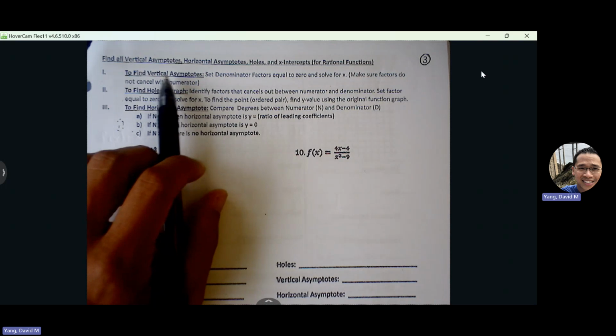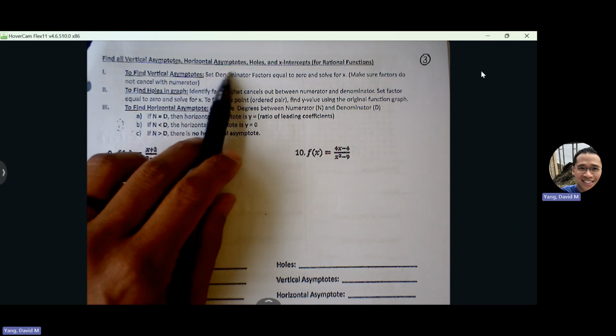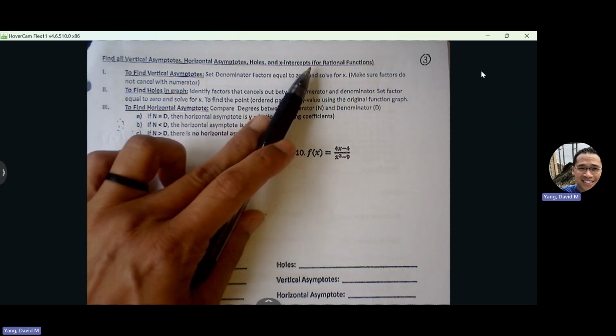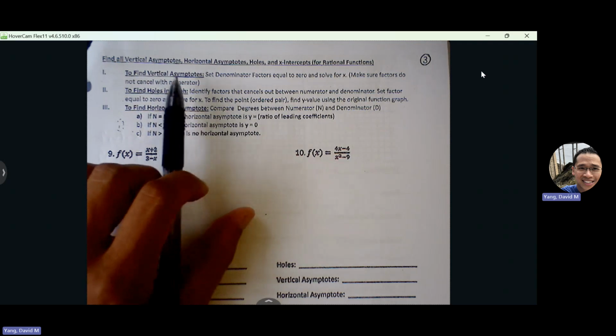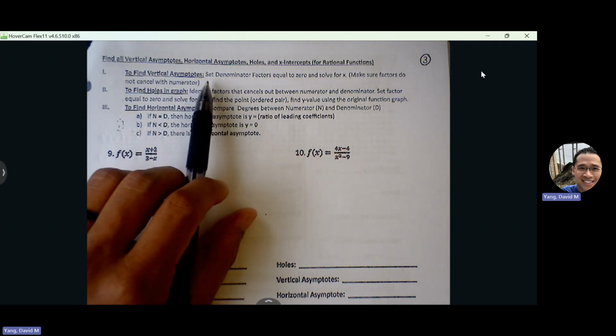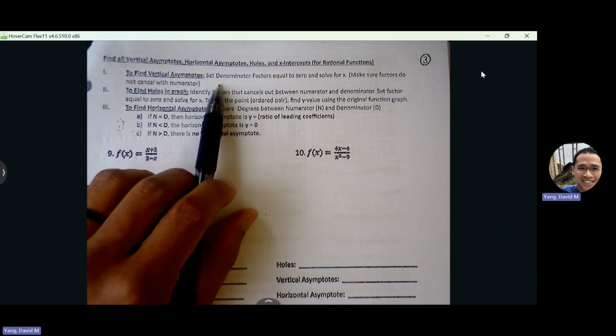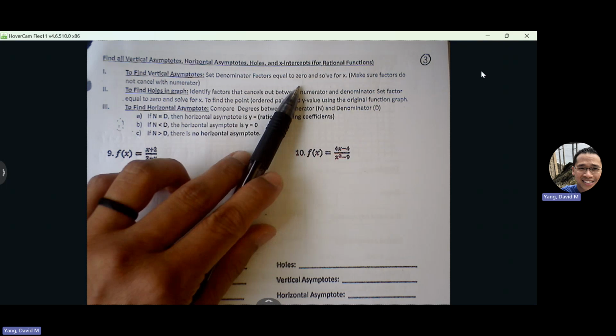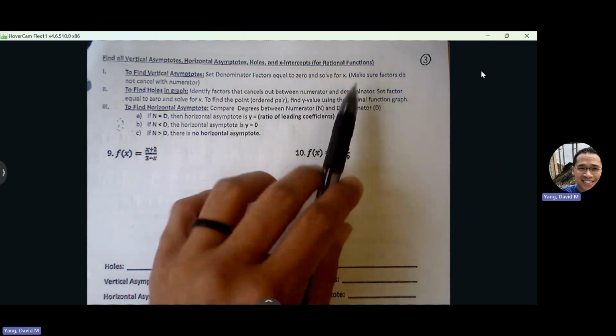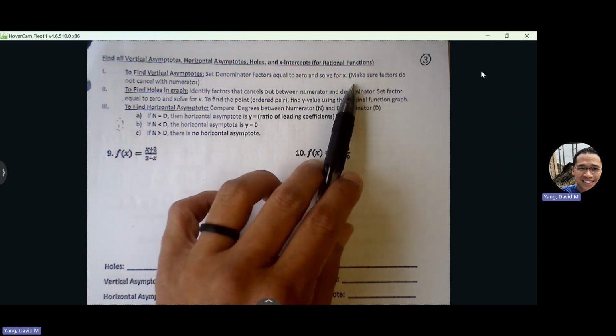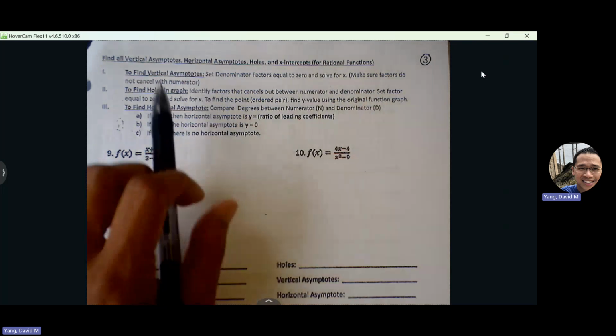All right, let me do some basic review here. Find vertical asymptotes, horizontal asymptotes, holes, and x-intercepts for rational functions. To find vertical asymptotes, we're just going to set the denominator factor equal to 0 and solve for x. We want to make sure that the factors do not cancel with the numerator. If factors do cancel, that's going to indicate there's a hole. If there's a hole, that's something else.